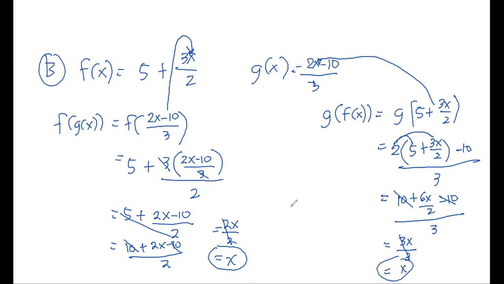If we go back to the property, if f of g of x and g of f of x is equal to x, then both are inverses of each other. So it means that the inverse of (5 plus 3x) over 2 is (2x minus 10), all divided by 3.